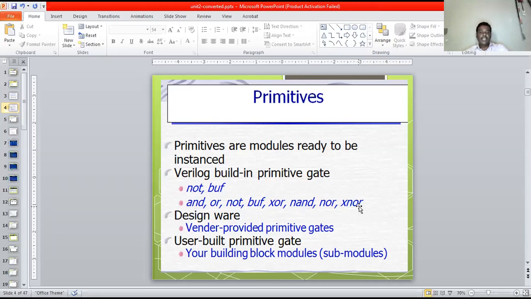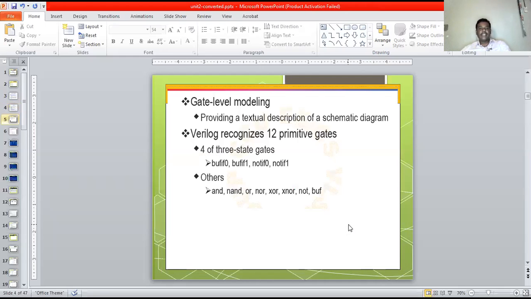Okay, students. So, in Verilog, the vendor can provide some of the primitive gates here. Let us see that. The schematics can be used to describe or identify the Verilog language here. It provides a textual description of the schematic diagram.